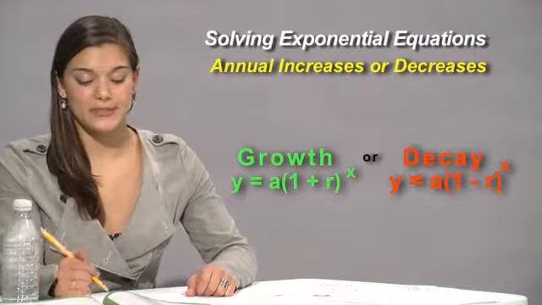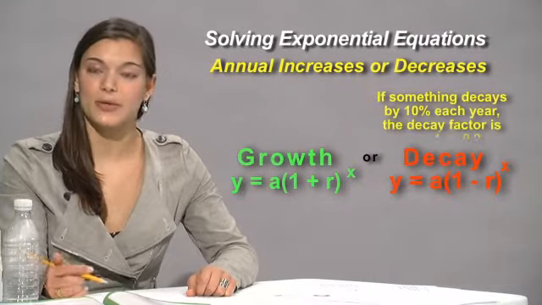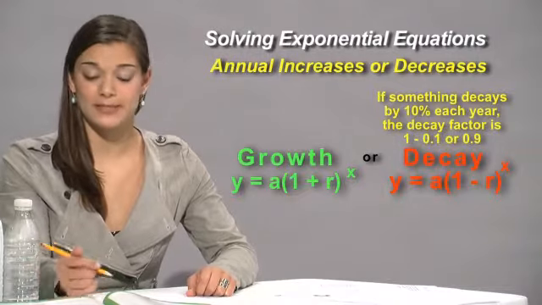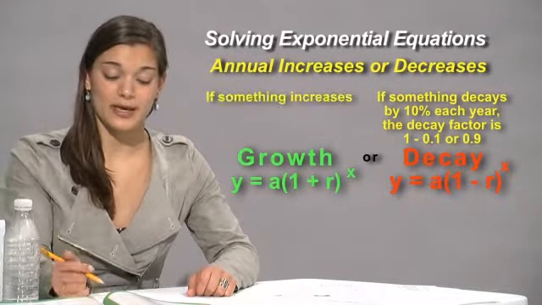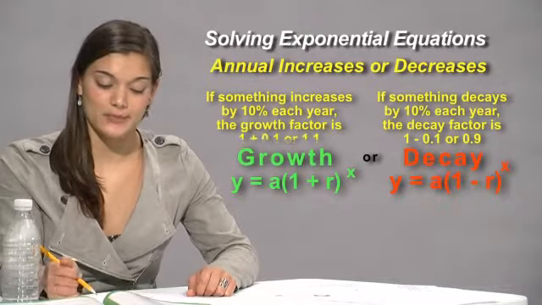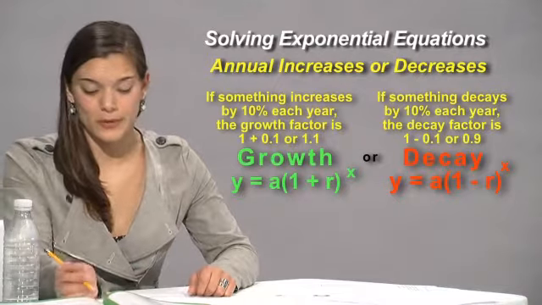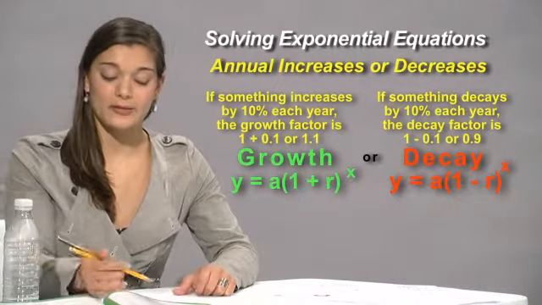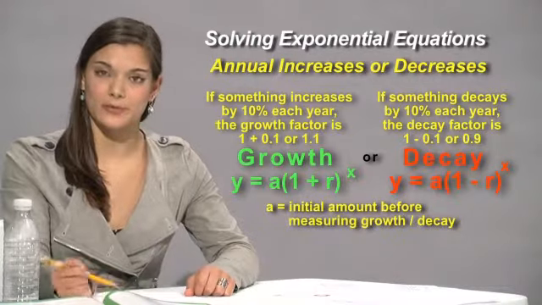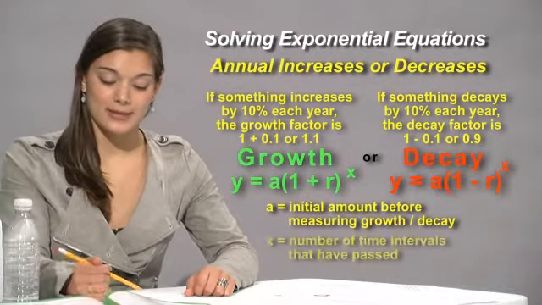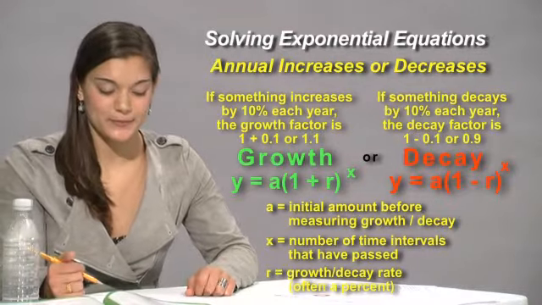For example, if something decays in value by 10% each year, the decay factor would be 1 minus 0.1, because 10% equals 0.1 in decimal. If we have something that increases by 10% each year, though, the growth factor for the equation is 1 plus 0.1, or 1.1. The other thing in this equation is a, which is the initial amount before measuring the growth or decay, and the x is the number of time intervals that have passed, which often will be years.